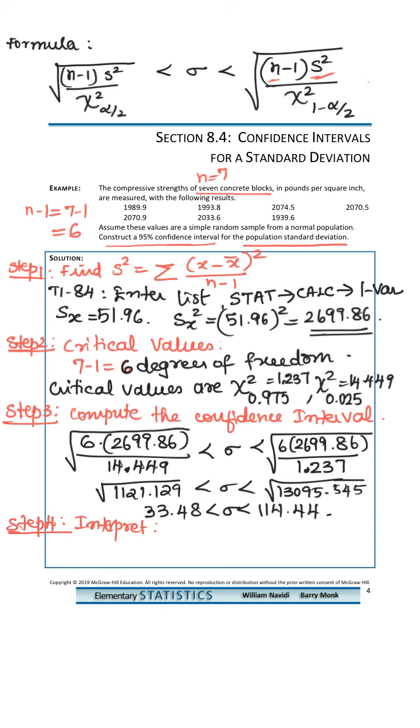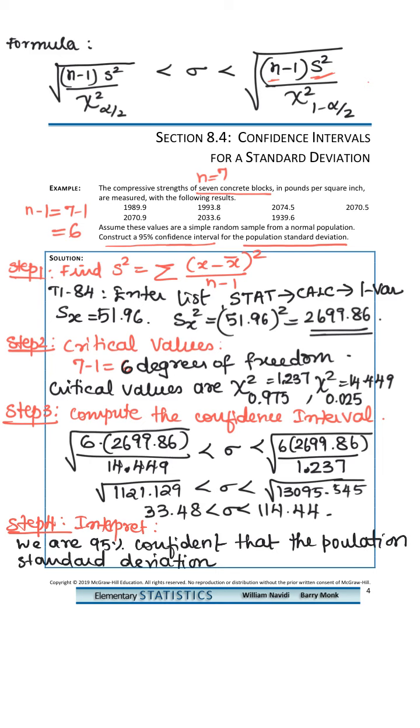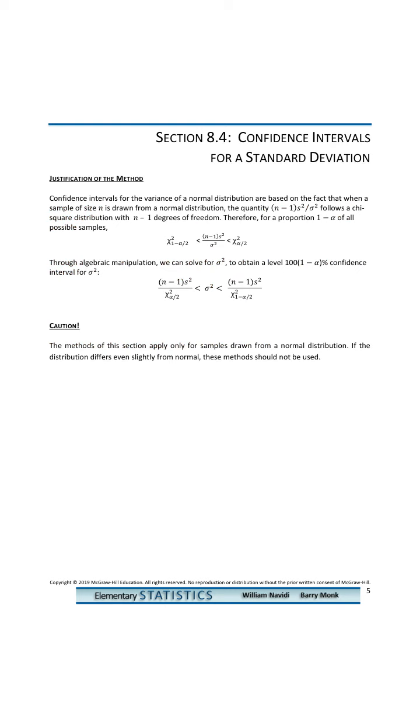We are 95% confident that the population standard deviation of strength of concrete blocks is between 33.48 and 114.44. Remember that the methods of this section apply only for samples drawn from a normal distribution. If the distribution differs slightly from the normal, you cannot use this method.